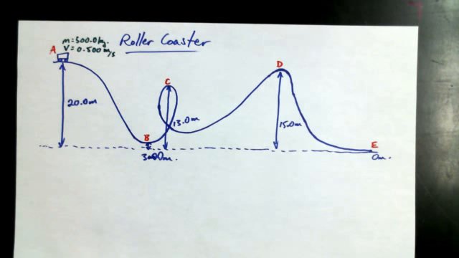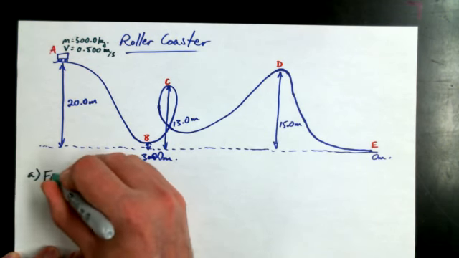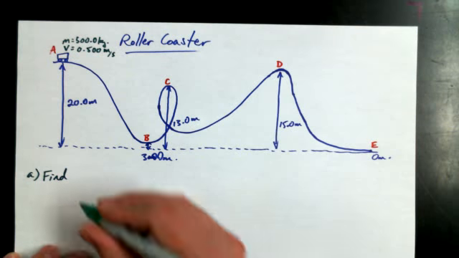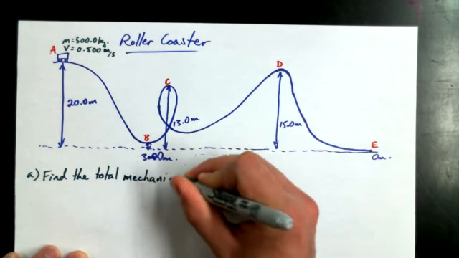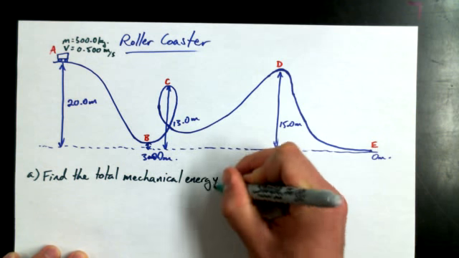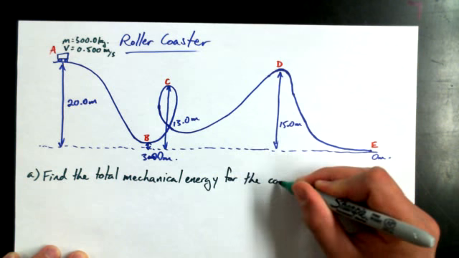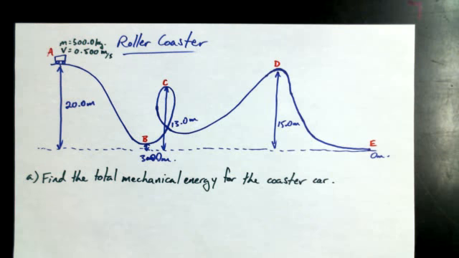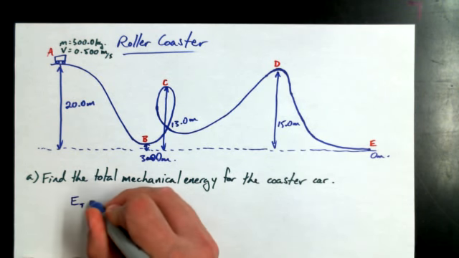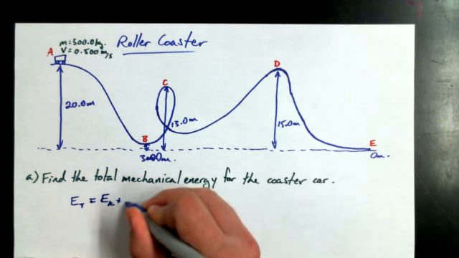It's going to be a multi-part problem. And just like when we were dealing with projectiles launched vertically, the first thing you often want to do, if you're given enough information, is, well, here's part A, find the total mechanical energy for the roller coaster car. And we said previously the total mechanical energy in this context is just going to be made up of kinetic energy and gravitational potential energy. So E total is equal to EK plus EG.